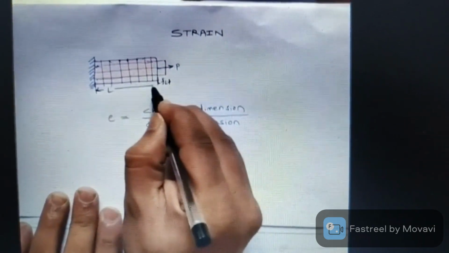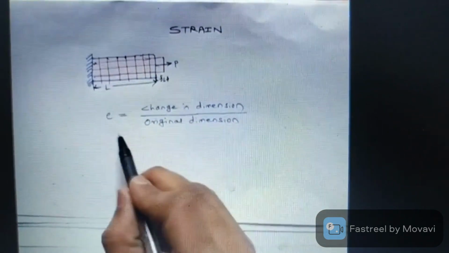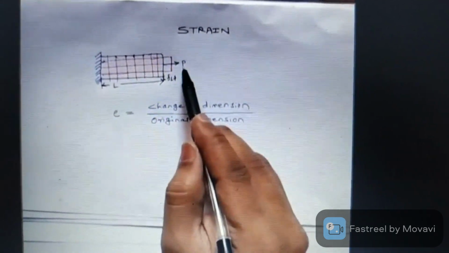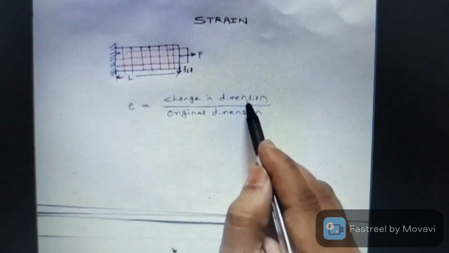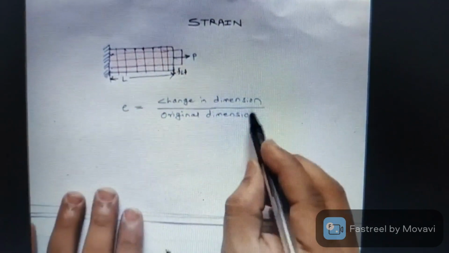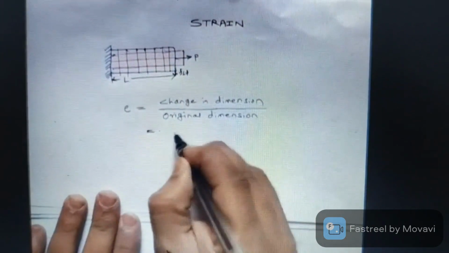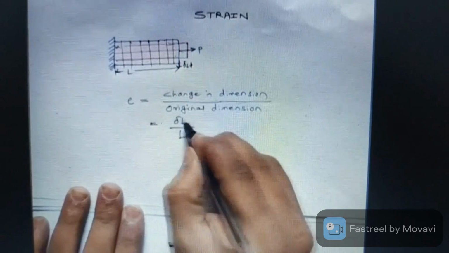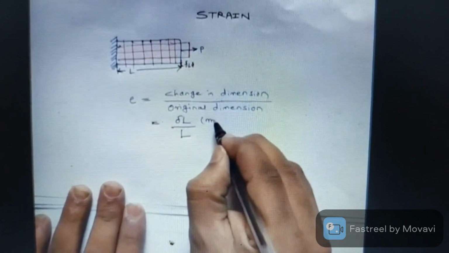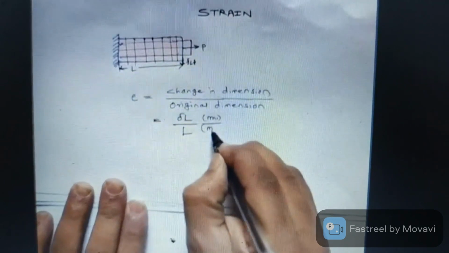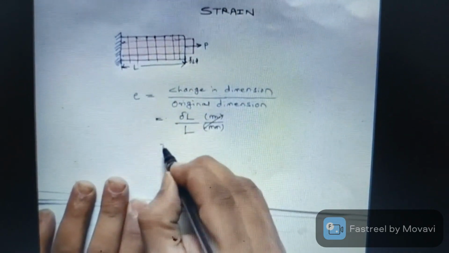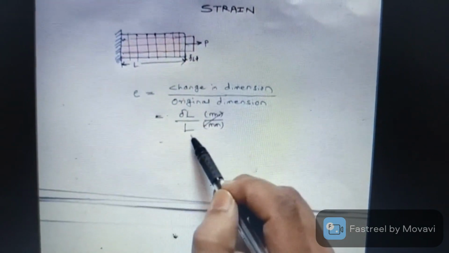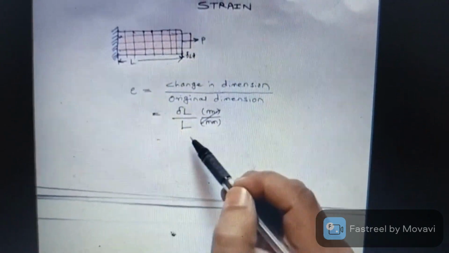So this is the increase in the length of the body, and the initial length of the body is L. So strain, or here we can say normal strain, because it is the strain because of the normal force P, is nothing but the change in dimension upon original dimension. What is the change in dimension? That is delta L, and the original dimension is L. Now change in length will be in mm, and the original length is also in mm, so strain will not have any units. It is nothing but the total deformation per unit original length.